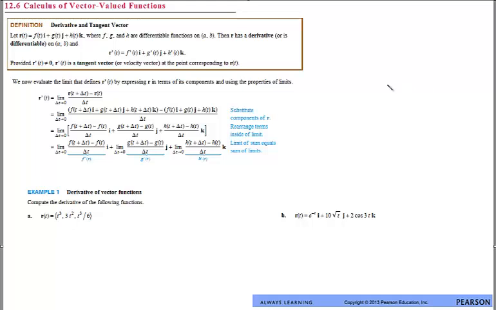Welcome, students. We are about to begin our journey into calculus with our three-dimensional vectors. First up, the definition of a derivative and tangent vector.